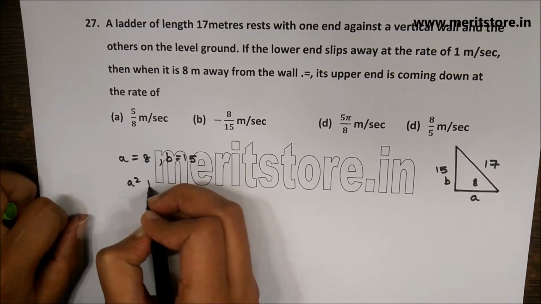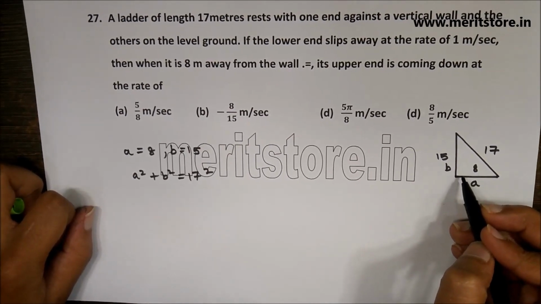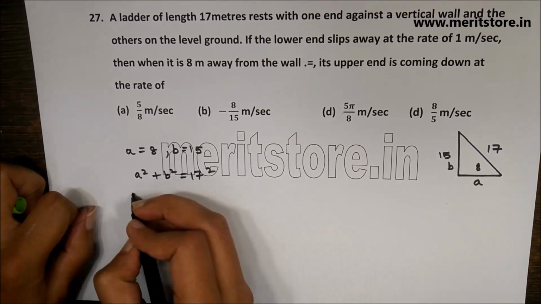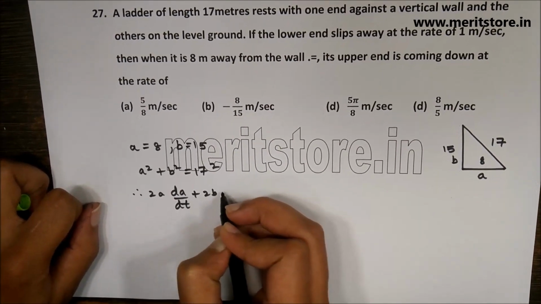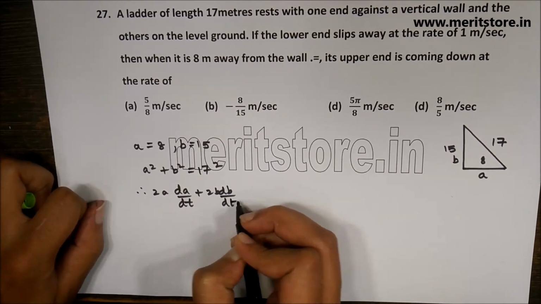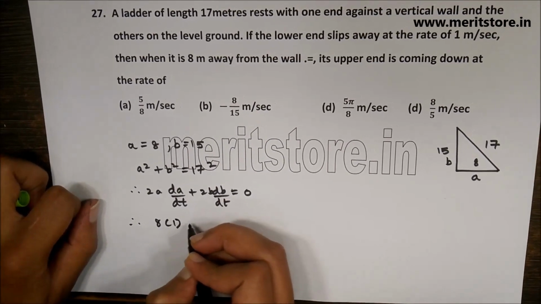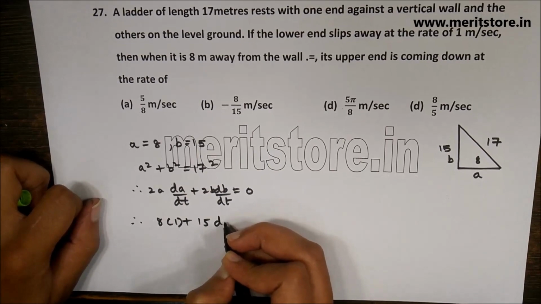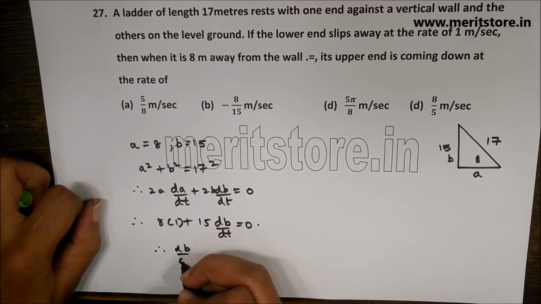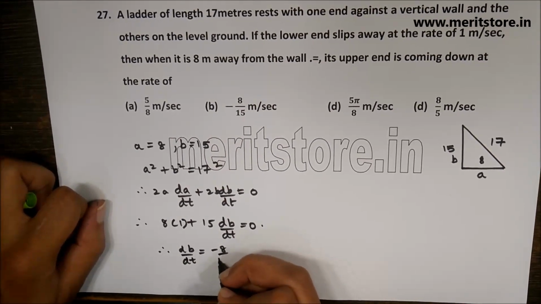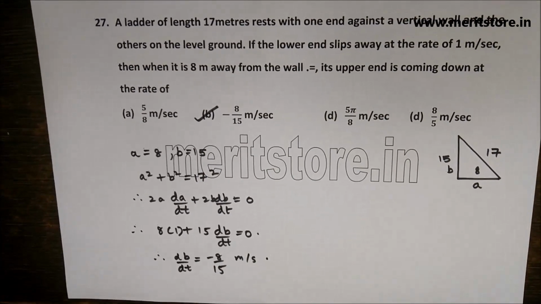So we can write A square plus B square equal to 17 square by Pythagoras, as it is 90 degree from the wall. Differentiating this, we get 2A dA by dt plus 2B dB by dt equal to 0. Therefore, 8 times 1 plus 15 dB by dt is equal to 0. Therefore, dB by dt is equal to minus 8 by 15 meter per second. So option B is the correct option.